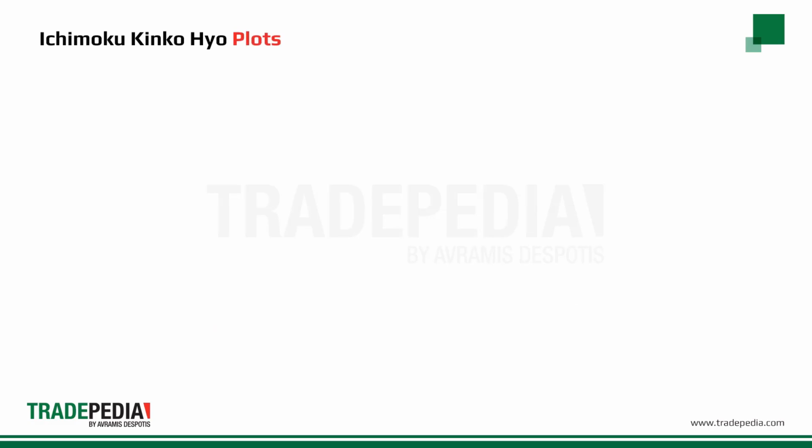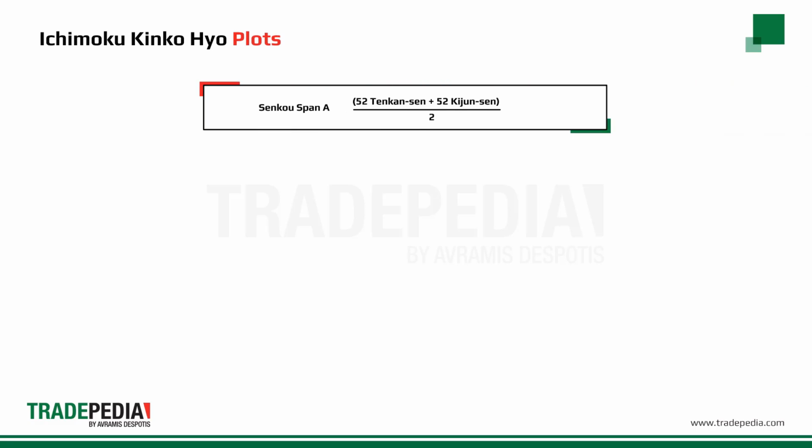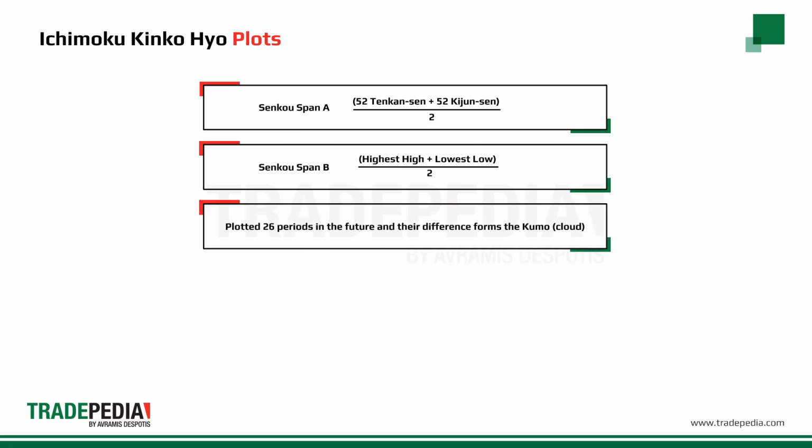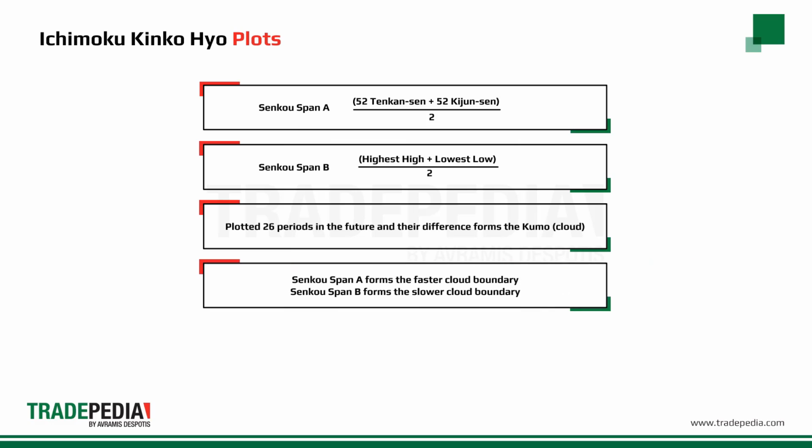The third and fourth Ichimoku plots create what is known as the kumo, or the cloud. The first plot, Senkou span A, uses 52 periods and is calculated by adding the Tenkan-sen and Kijun-sen and dividing them by 2. Senkou span B also uses 52 periods and is calculated by adding the highest high and the lowest low of the last 52 periods and dividing them by 2. These lines are referred to as leading because they are plotted 26 periods in the future, and their difference forms the kumo. Senkou span A forms the faster cloud boundary, while Senkou span B forms the slower cloud boundary.